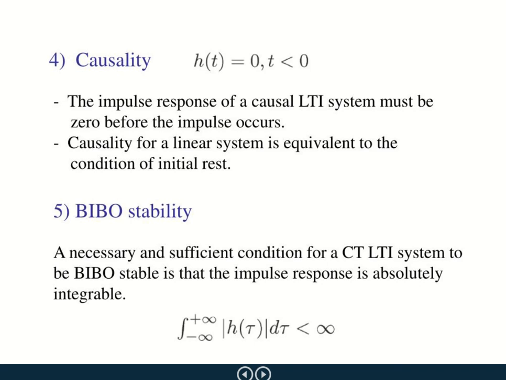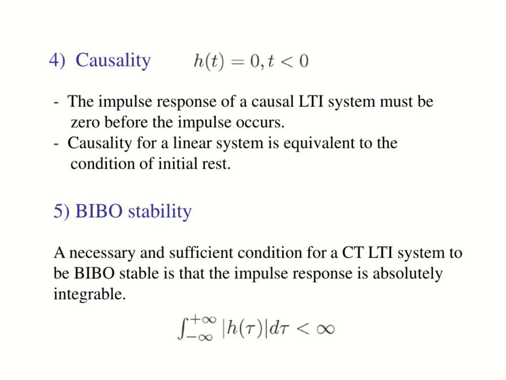Then we have more properties, like causality. This property says that the impulse response of a causal LTI system must be zero before the impulse occurs. So before any occurrence of the impulse, you will always have the impulse response of the causal LTI system to be zero. Then the second point is that causality of a linear system is equivalent to the condition of initial rest.